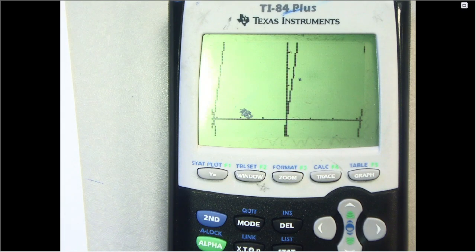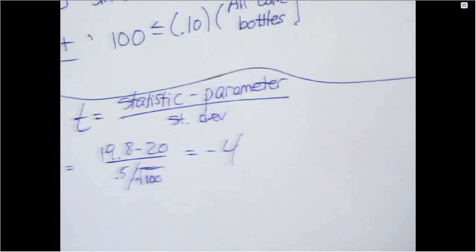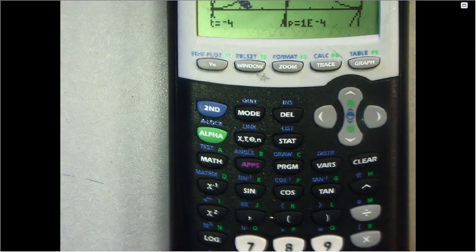I need to zoom stat, because that's doing something else. There's what I was looking for. Okay, so t is -4. What's the p-value?